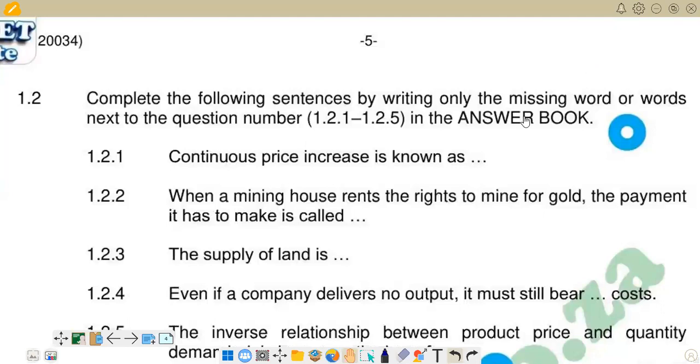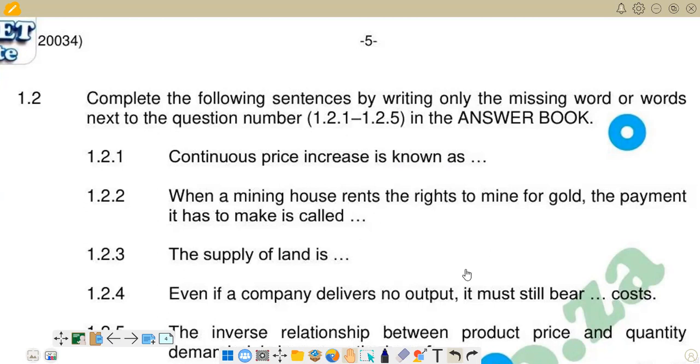Right, if you move on to the next part, 1.2 is saying complete the following sentence by writing only the missing word or words next to the question number. That is 1.2.1 to 1.2.5 in the answer book. Then the first part is saying continuous price increase is known as, we know that when the price level is increasing in the economy, we call it inflation.